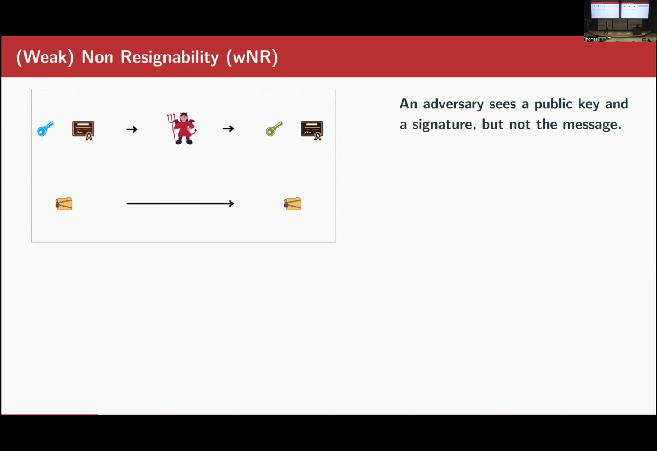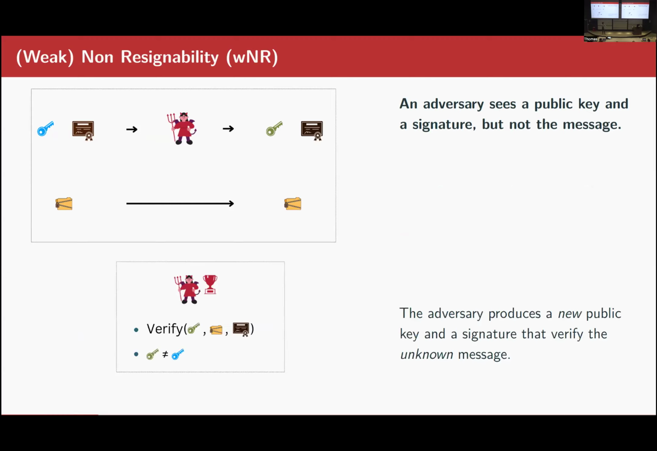And it's supposed to create a new public key and maybe a new signature, which may or may not be the same as the old one, which is valid for the unknown message. So here you see the adversary wins if the verification holds with the new public key and the signature for the unknown message, and the public key is really distinct.